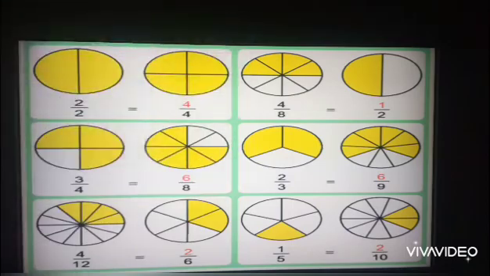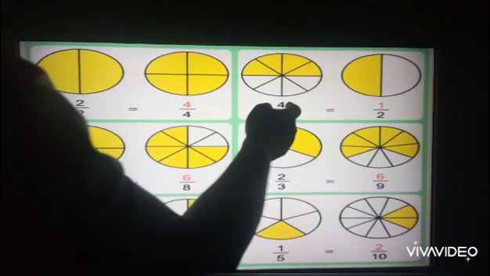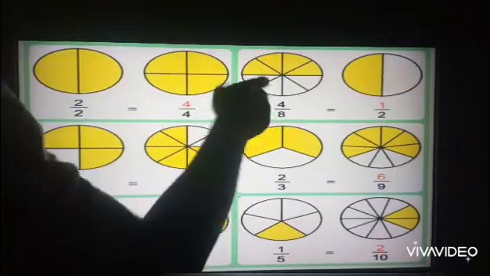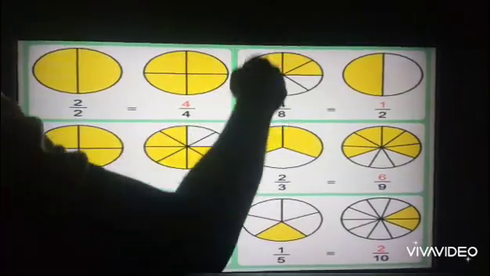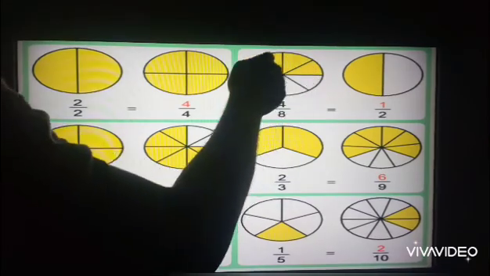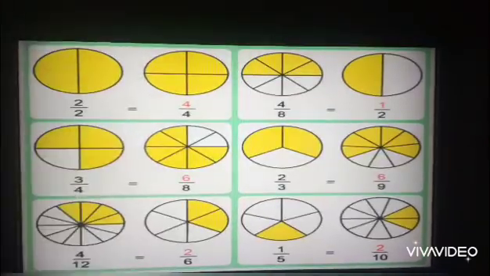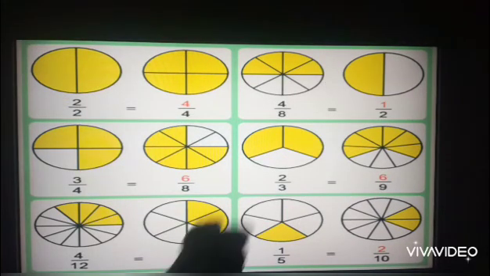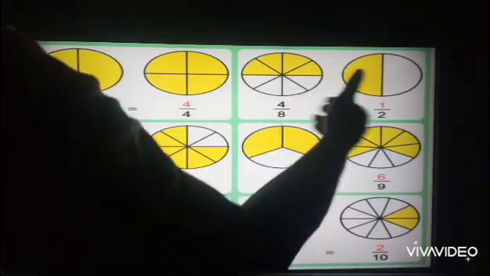Now let's come to this part. How many have been divided? Or how many are the sections or the parts? Let's count. 1, 2, 3, 4, 5, 6, 7, 8. Now let's count this one. 1, 2. And then you told me, said Daniel, you told me that when the bigger number is here, the crocodile must face it.